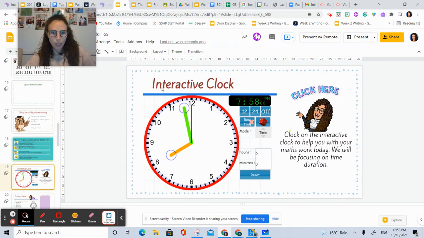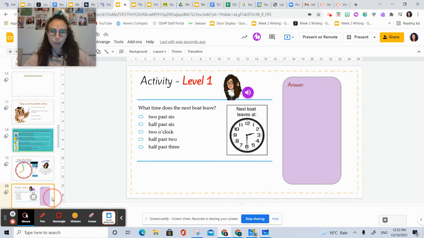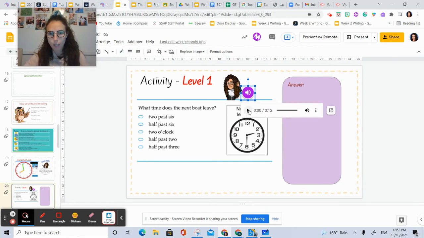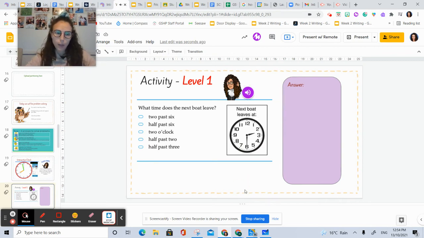When you are double checking, you can use this interactive clock as a tool, and I've shown you how to use it, so I'm not going to click on it right now. If you're doing the level 1 activities and you need help reading the question, just click on the sound over here and you'll be able to hear me read the question. I will answer one question from each level and show you how to do it.